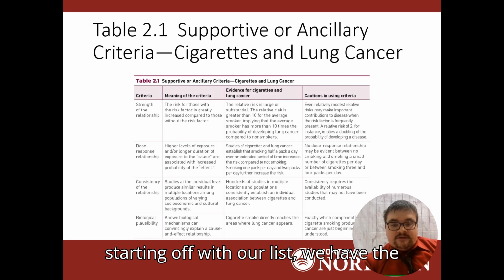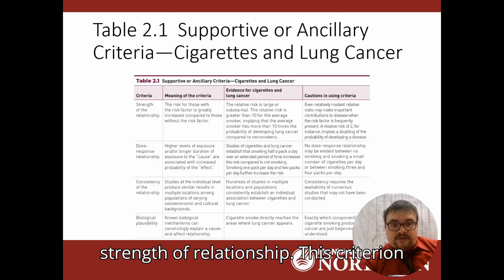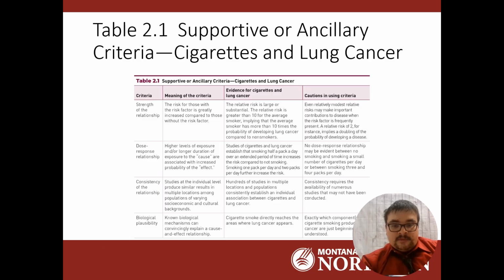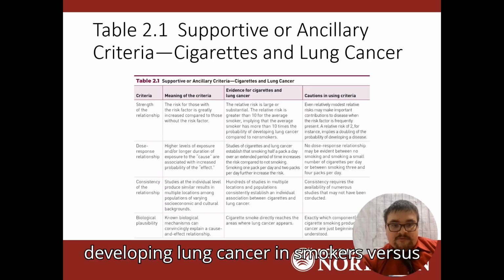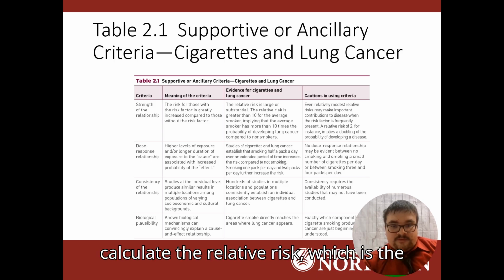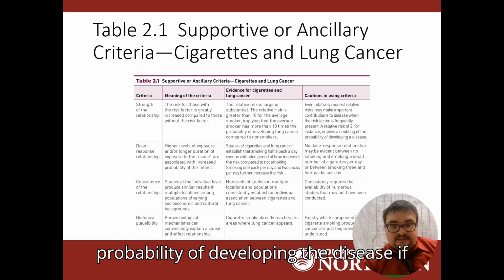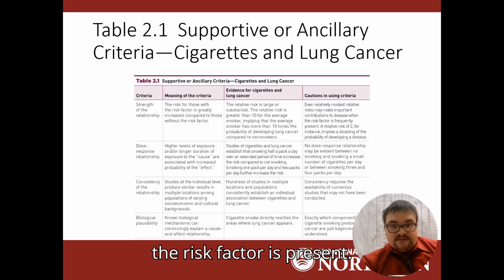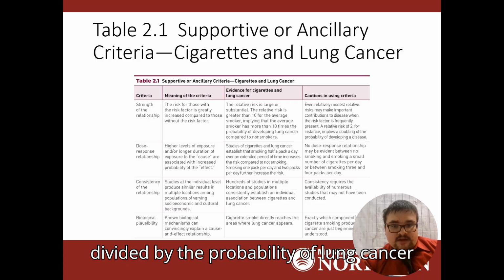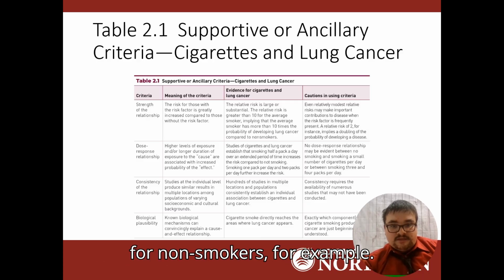All right, so now starting off with our list, we have the strength of relationship. This criterion examines how closely the risk factor is associated with the disease. We want to compare the probability of developing lung cancer in smokers versus non-smokers. To measure this, we calculate the relative risk, which is the probability of developing the disease if the risk factor is present, say lung cancer for smokers, divided by the probability of lung cancer for non-smokers, for example.